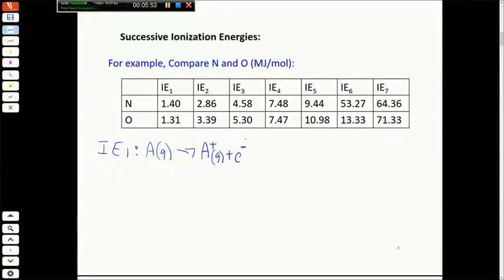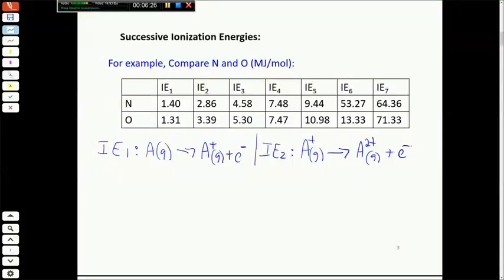Alright, so that's the first ionization energy. Now we can also define the second ionization energy, where you're starting with the cation. You've already removed one electron. The second ionization energy is the energy required to remove a second electron. So we start with the 1+ cation and remove a second electron from that, making the 2+. And so on. For however many electrons you have in your atom, you're going to have that many ionization energies associated with it, the energy required to remove each additional electron.